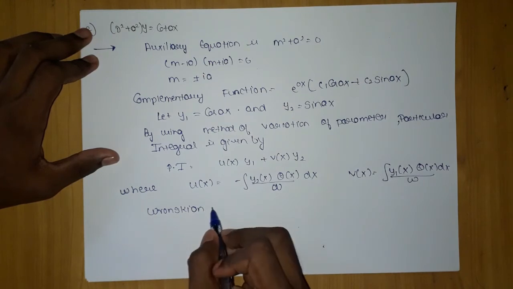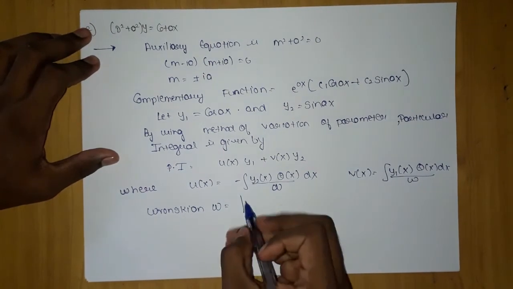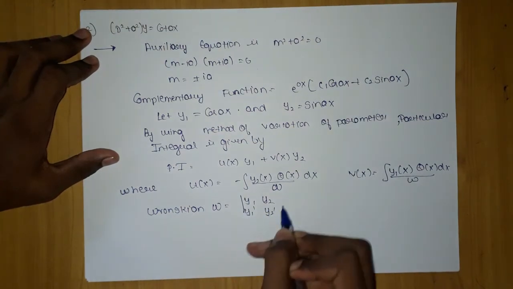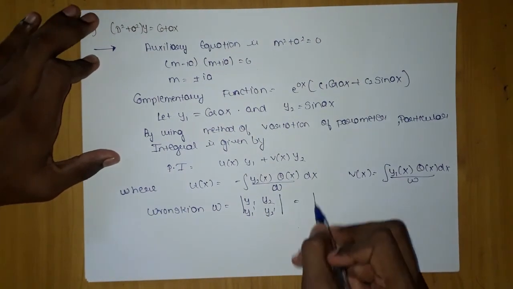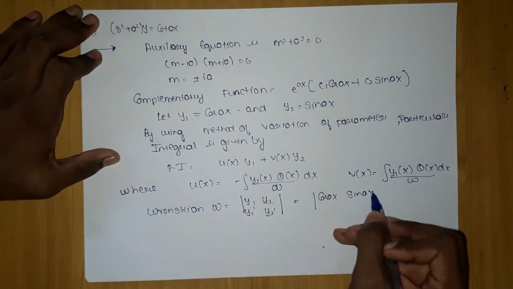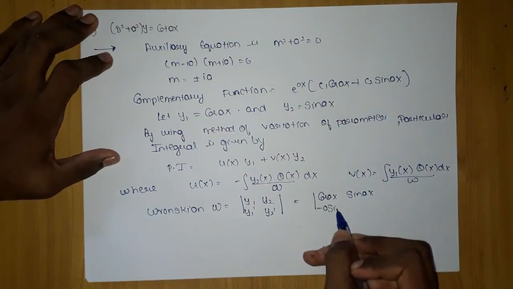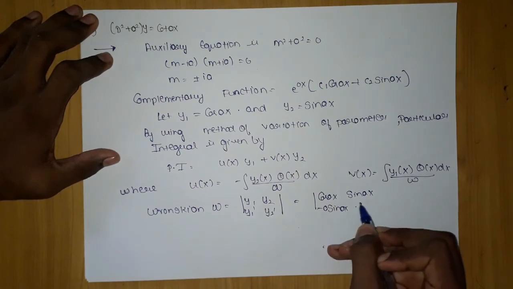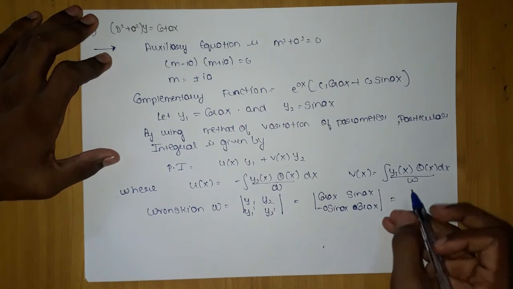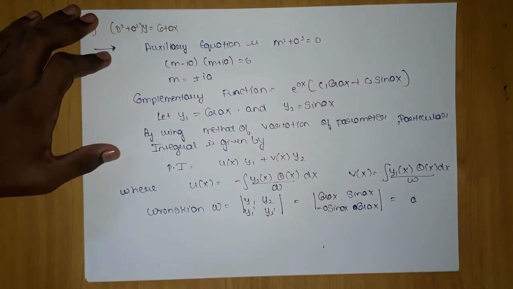So if we try to get the Wronskian W, which is nothing but the determinant of y1, y2, y1 dash, y2 dash, it is nothing but cos ax, here it is sin ax, here it is minus a sin ax, and here it is cos ax into a. And if you solve again, you are going to get nothing but a. We have already solved this.